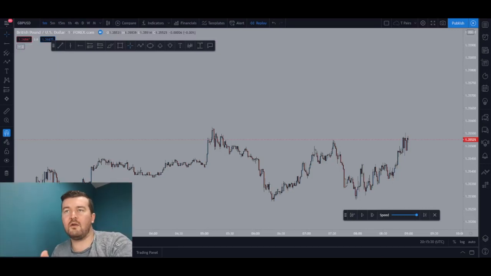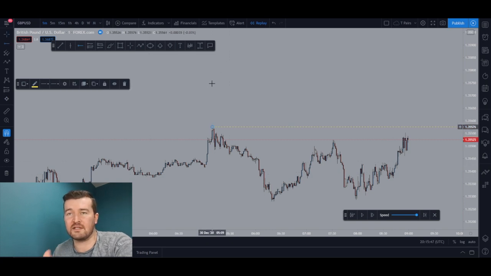So here we are on the actual charts. Just so you know, this is on a bar by bar replay. This is a breakout back on the 30th of December. But just for demonstration purposes, as part of my London breakout strategy, I'm just going to mark up on the charts where the breakout is going to be.